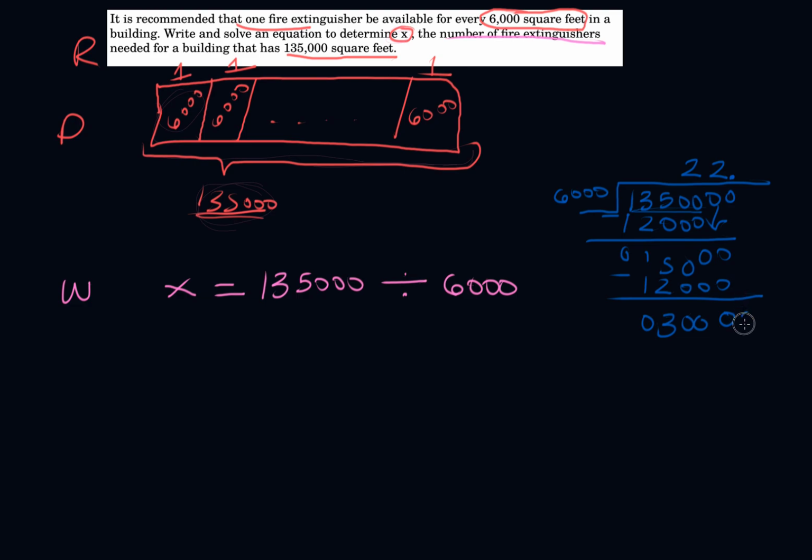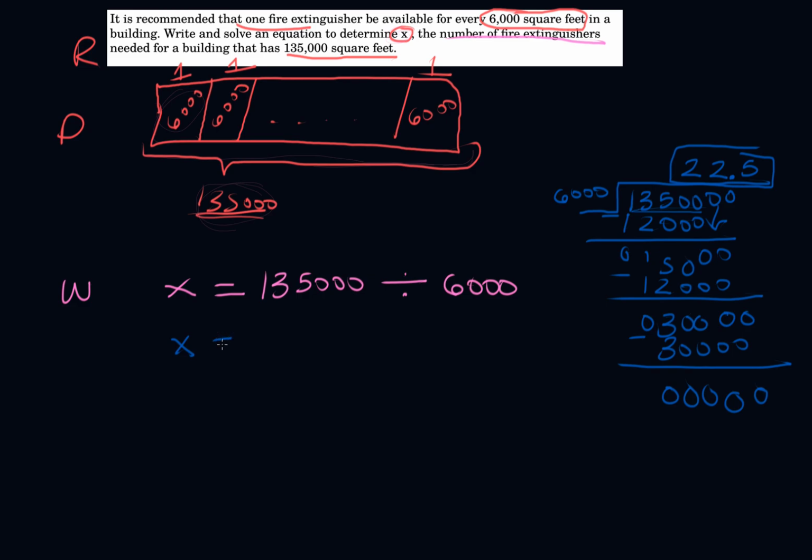Add our 0. So does 6,000 go into 30,000? Yes. 6,000 times 5 will give us 30,000. So 5 times 6,000, that is 30,000. Subtract: 0 minus 0, 0, 0 minus 0, 0. 3 minus 3 is 0. So that means our answer is 22.5.